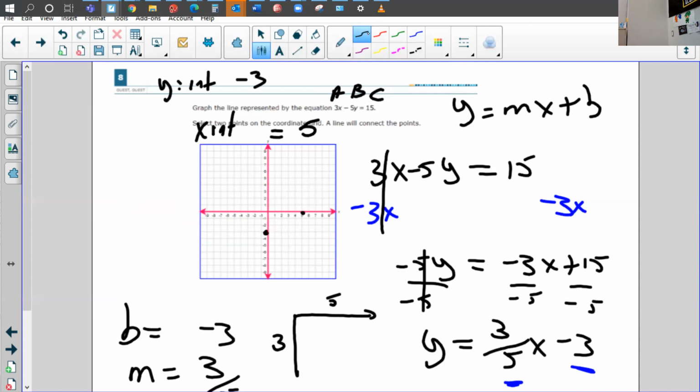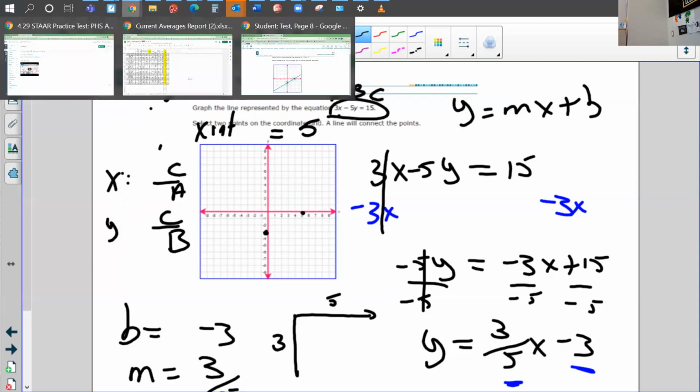All right, so a different way of doing it. But if you're not comfortable with the x-intercept and the y-intercept, transform it to y equals mx plus b. Again, the x-intercept C over A, and the y-intercept C over B only applies when it's in this format. Just make sure you understand that. All right, let's look at the next one. I spent a lot of time on that one.